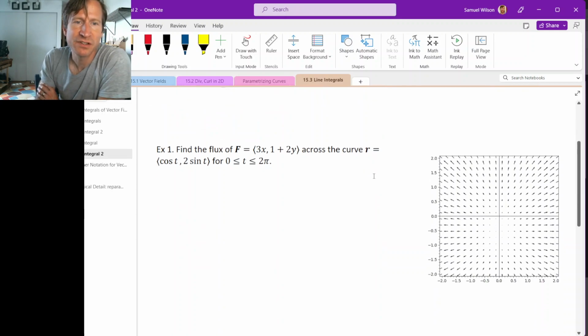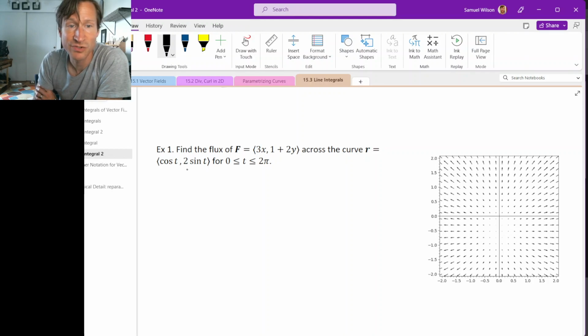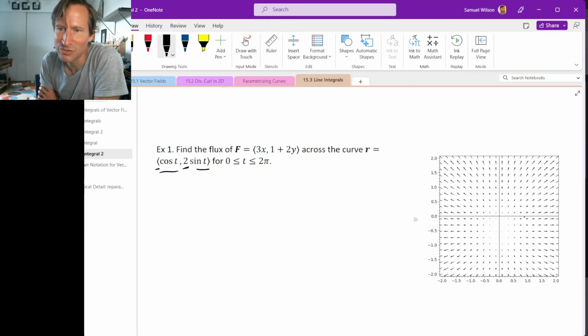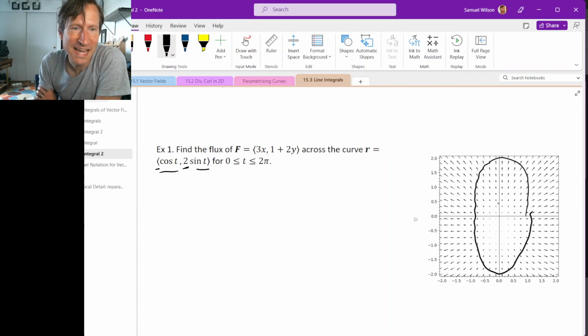Let's start out by finding the flux of this vector field across the curve cosine t comma 2 sine t for t from 0 to 2 pi. It turns out this parametric curve is almost a circle except the radii in the x and y directions are different, and that means that it's actually an ellipse. So this has a radius of 1 horizontally but 2 vertically, so it's going to be like this. Excuse my terrible ellipse. It's going to be something like that, and we're going around this in the counterclockwise direction.